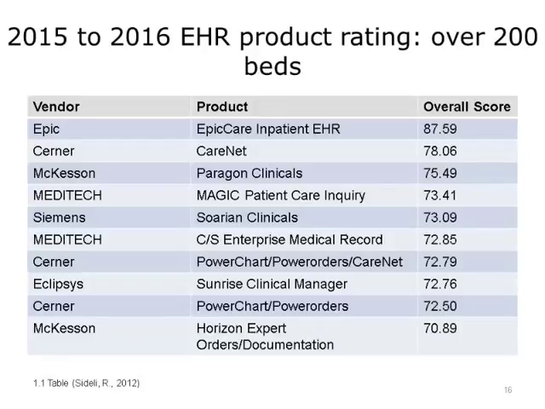Here are the top 10 acute care EHR vendors and their overall score in the category of inpatient facilities over 200 beds. In the top 5 are Epic, Cerner, McKesson, Meditech, and Siemens. Notice that Cerner and Meditech and McKesson appear multiple times in the top 10. That is because they sell different product suites.